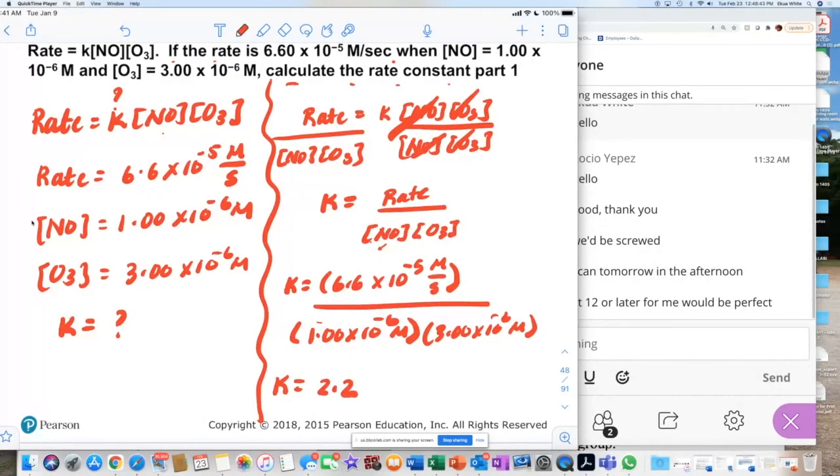Okay, I get K as a huge number. It's 2.2, and a bunch of zeros. Hold on. 1, 2, 3, 4, 5, 6, 7. 2.2 times 10 power 7.